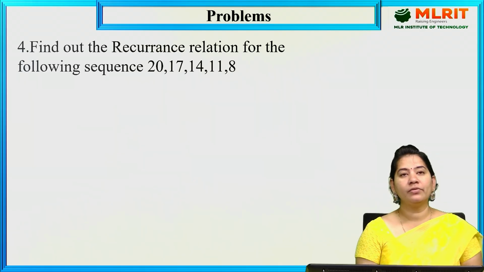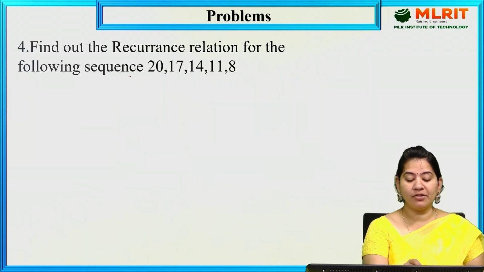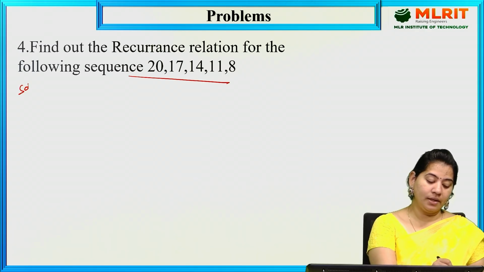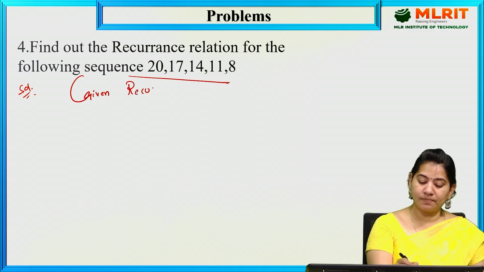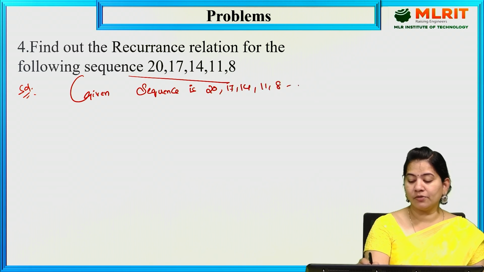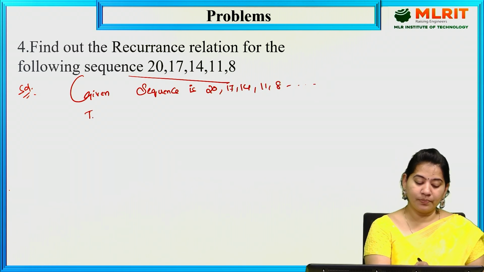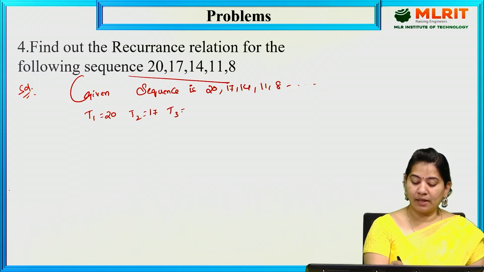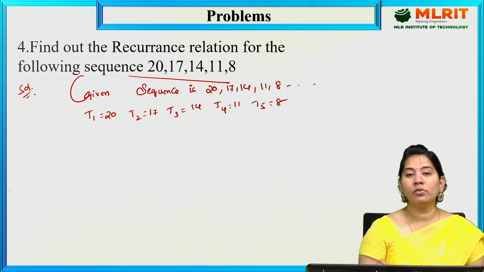In the same way, go for the fourth one. Find out the recurrence relation for the following sequence. So given sequence is 20, 17, 14, 11, 8, and so on. Now, T1 is equal to 20, T2 is equal to 17, T3 is equal to 14, T4 is equal to 11, T5 is equal to 8.